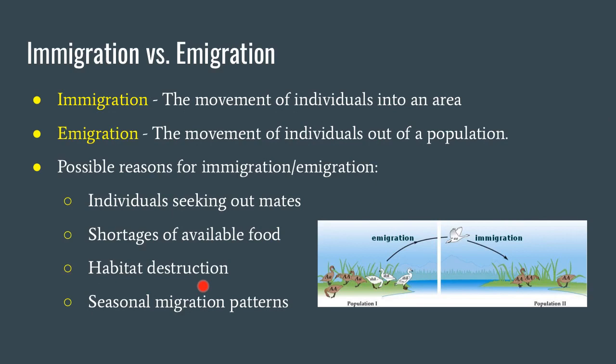It could be because of habitat destruction. We're seeing this oftentimes with our tropical rainforests. So they're losing that spot, so they're forced to emigrate out of that area. But another really, really common one is we see those seasonal migration patterns. So whether that's birds or butterflies, we're going to see a lot of seasonal migration where they're going to emigrate out of an area and then they come back and immigrate after the winter season has passed.